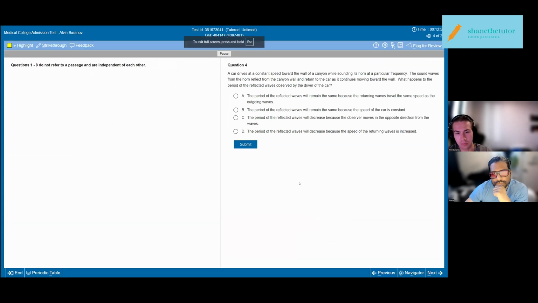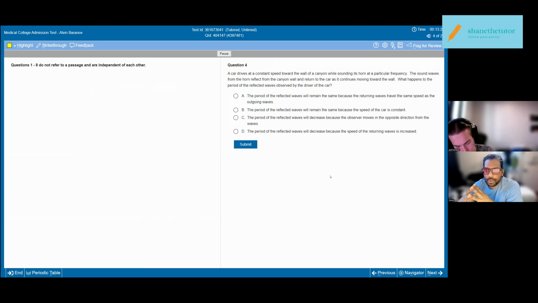Since we're on the topic still, here's another one. Let's try to read it. A car drives at a constant speed toward the wall of a canyon while sounding its horn at a particular frequency. The sound waves from the horn reflect from the canyon wall and return to the car as it continues moving toward the wall. What happens to the period of the reflected waves observed by the driver of the car?